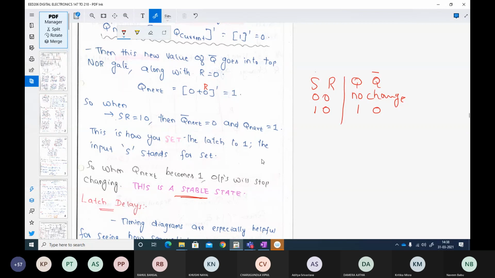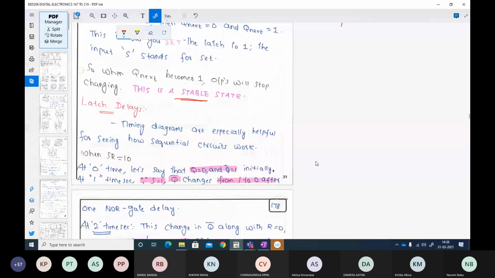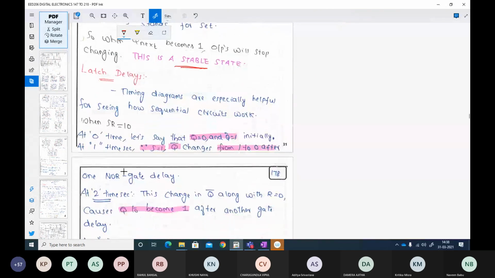I've already told you that it will take 2 gate delays, but just for the sake of the theoretical explanation, let me repeat that. When your SR is 1 and 0, it will take 2 gate delays for you to get a stable output. That is, at time 0 you will have Q equal to 0 and Q bar equal to 1. Just initially we are setting it.